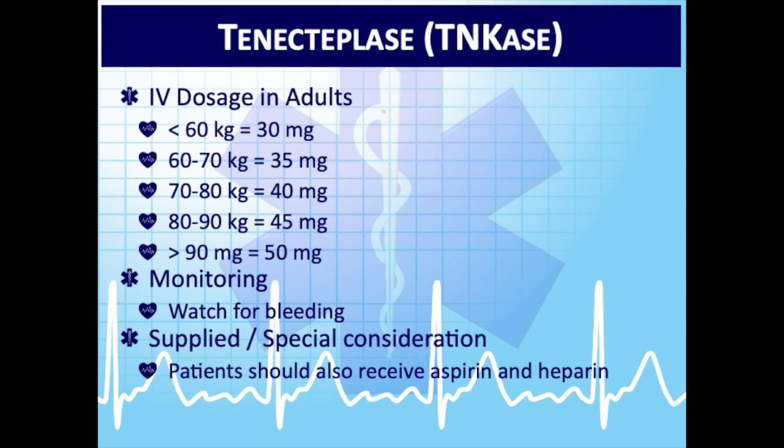It's based off of weight, so you really have to get an accurate picture of how much your patient weighs, and then you have to measure out the dose itself. The maximum dose that you would be giving to these patients is 50 milligrams IV push.